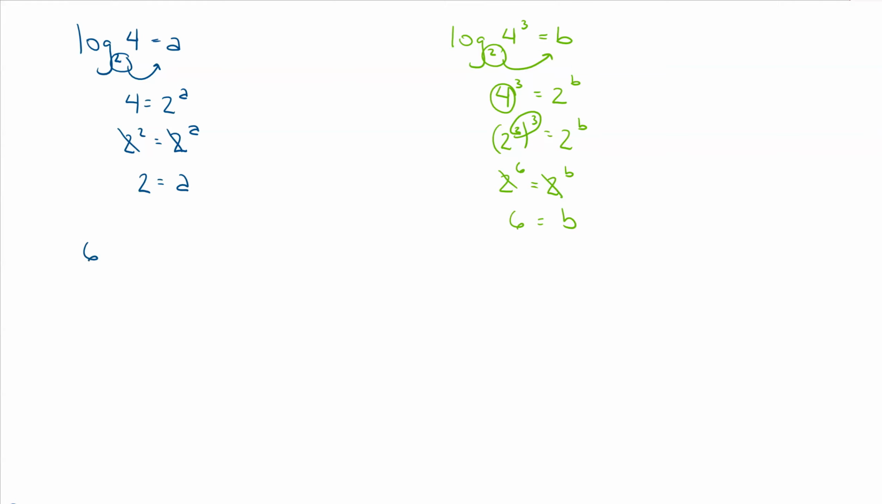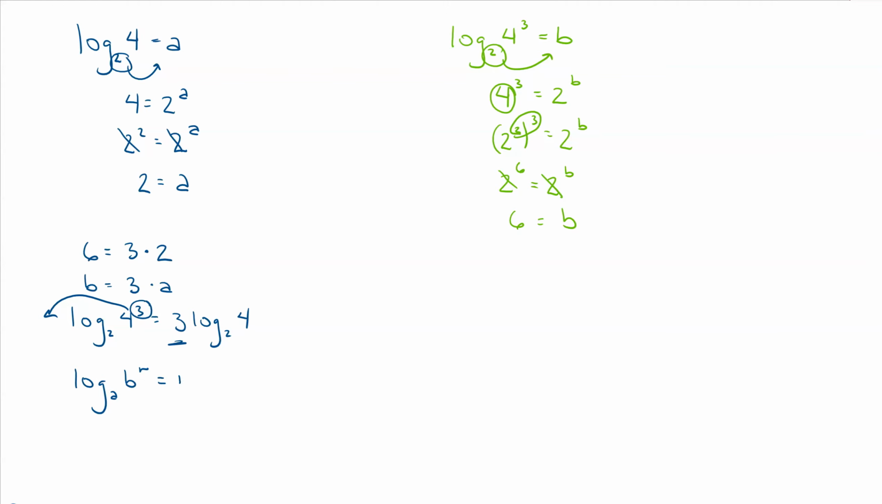So now would you agree with me that 6 equals 3 times 2? In other words, b equals 3 times a. And if I go back to the original names for these variables, I have log base 2 of 4 cubed equals 3 times log base 2 of 4. Notice that exponent. An exponent up on a log can hop itself down to the front of the log. The property is written as log base a of b to the r equals r log base a of b.